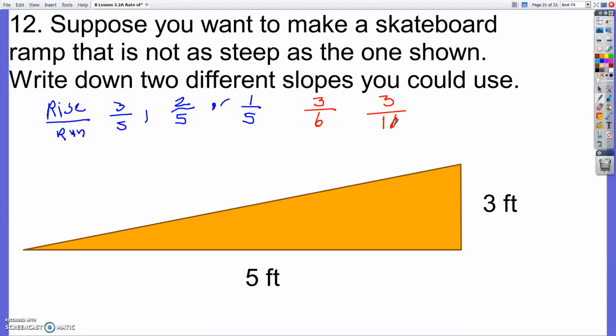What I want you to notice, if this is my original 3 over 5, 2/5, 1/5, 3/6, and 3/16, they are all smaller values than 3/5. They are lower values than 3/5. So remember, if you want to make something less steep, you come up with a fraction that has a lower value.